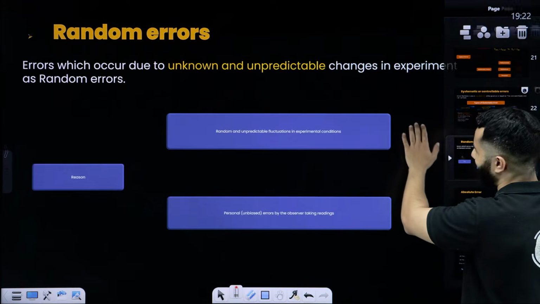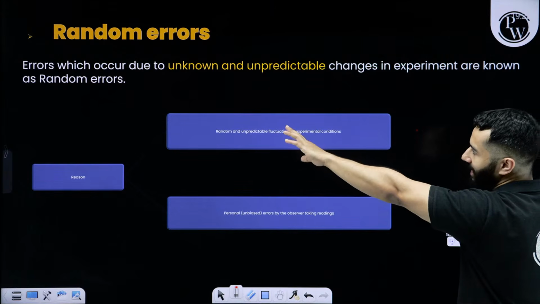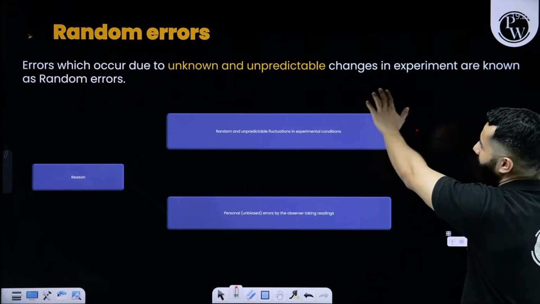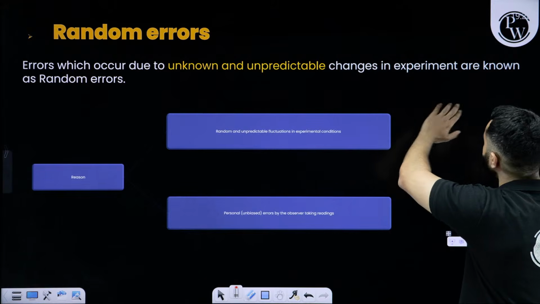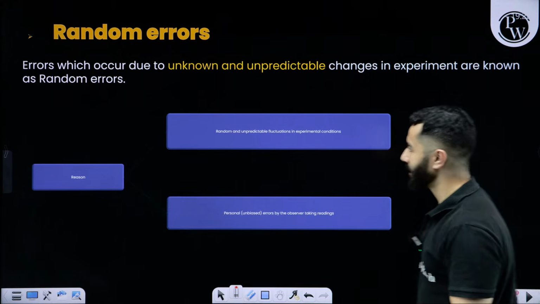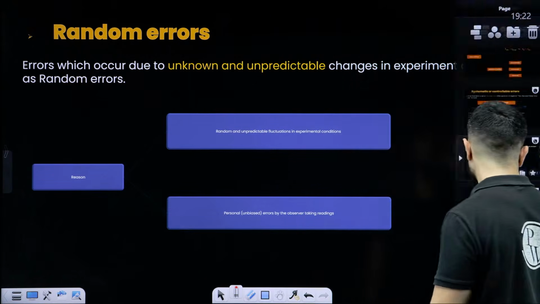And then you have got random errors. As I have said once, errors which occur due to unknown or unpredictable changes in the experiment are known as random errors. Got it?